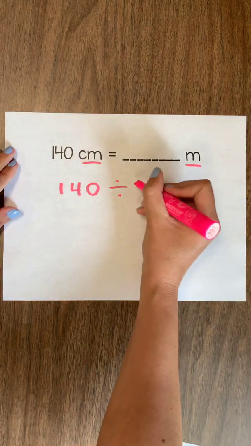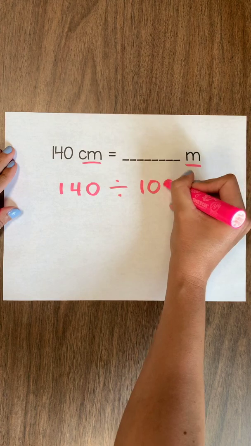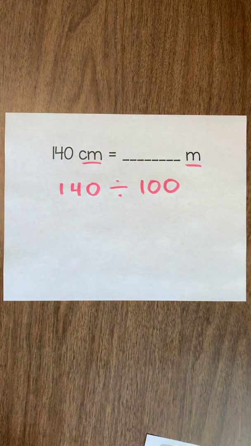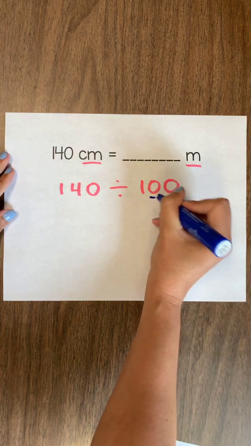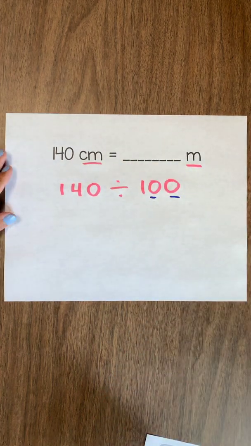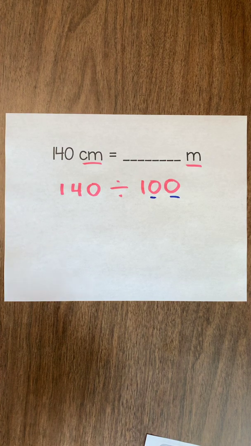Okay, so I'll write 100. Again, this is large division, so we can use that zeros trick to make this a whole lot faster. So if we look at the divisor, 100, there are 2 zeros. That means I can move the decimal 2 times.